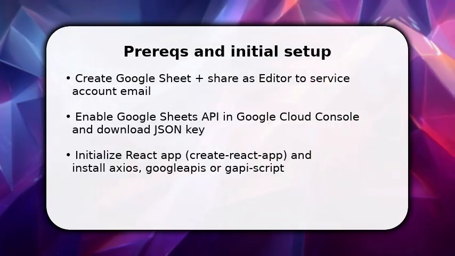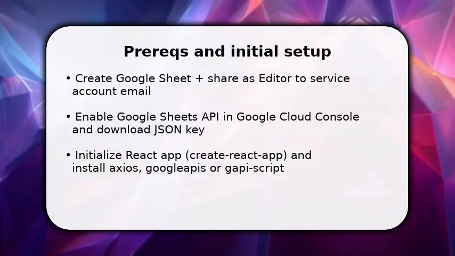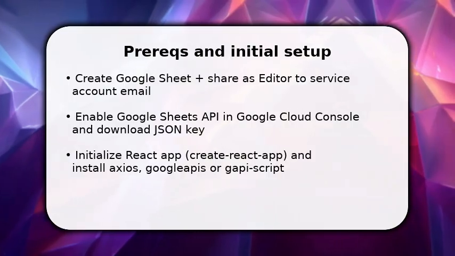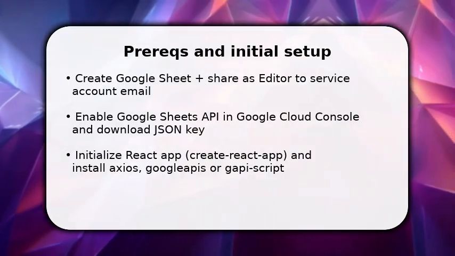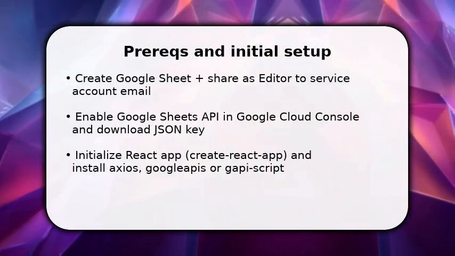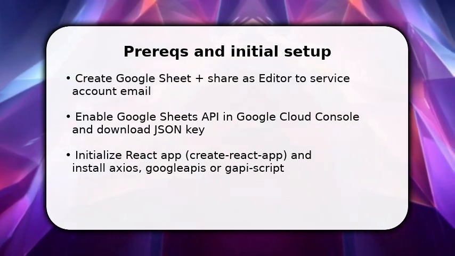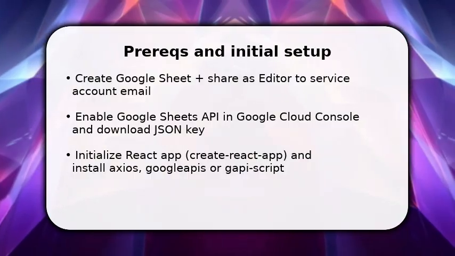In parallel, open your React project, use Create React App or your preferred scaffold, and install Axios and a Google client helper like gapi-script or googleapis. Once done, store the key securely and add the Spreadsheet ID to an env variable so your app can reference it without hard coding.